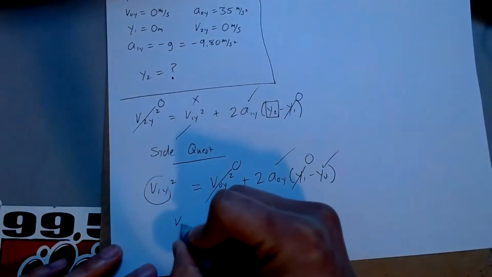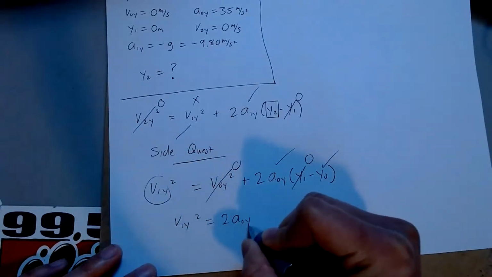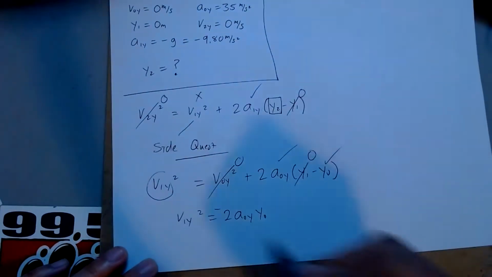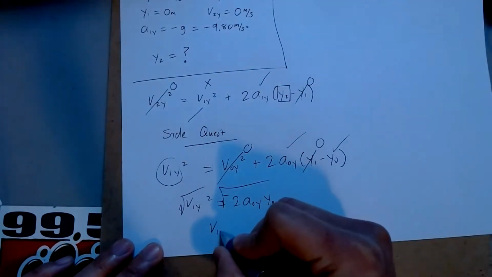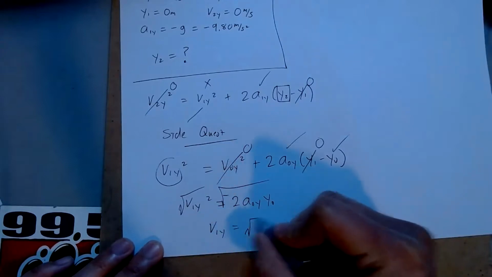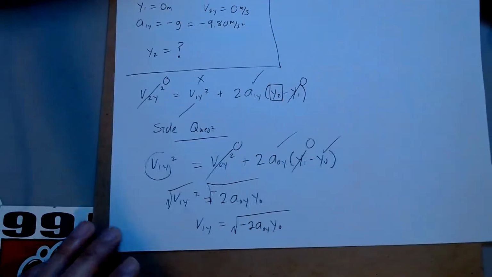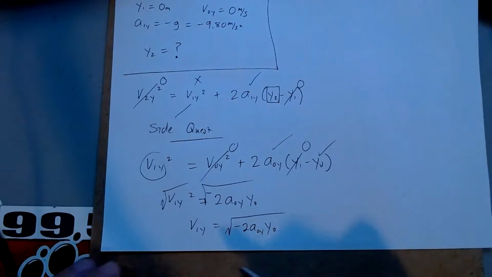Okay, so v1y squared is now going to equal 2a naught y times negative y naught. Taking the square root of both sides, you get v1y equals the square root of negative 2a naught y naught. Before you worry that there's a negative in the square root, keep in mind that y naught is a negative number. So it's going to cancel out and it's not going to be an imaginary number as one might think.